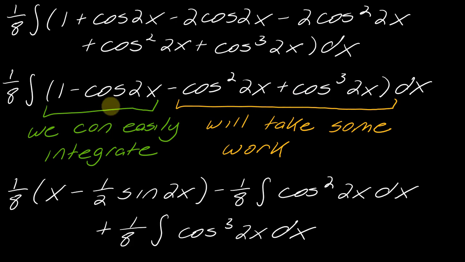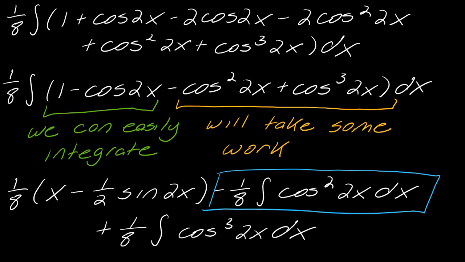So first I'm going to integrate this part. So this is going to be x minus 1/2 sine 2x. So this green part is done, and these are the other two integrals. So I'm just breaking these up into two separate integrals so that we can divide and conquer the rest of it. So we'll start with this integral here first.